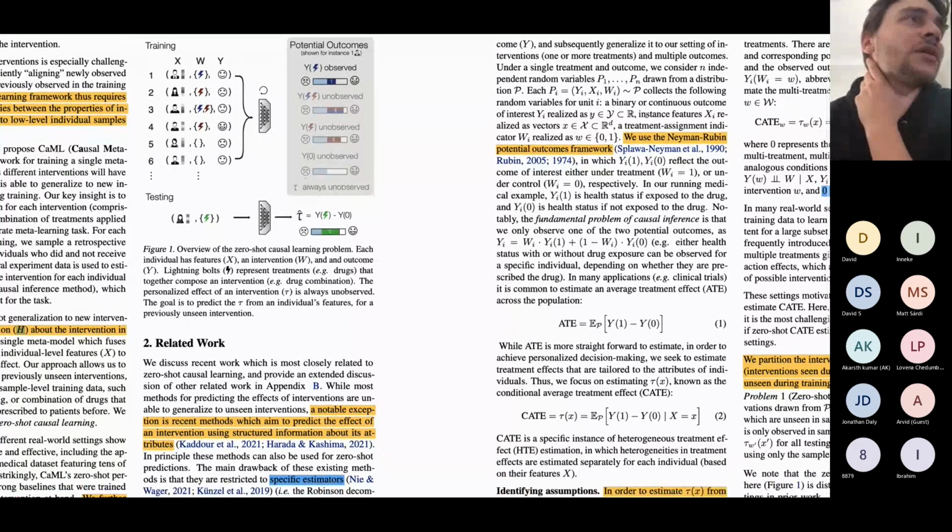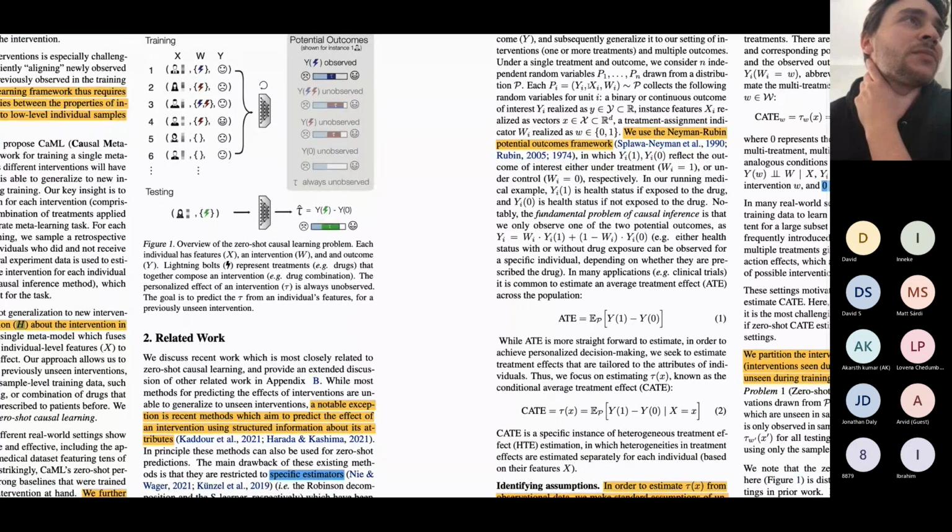Okay, we can go just to what the triplets are in these variables. So you have your outcome yi, your description of the patient xi, and your treatment, which is 0 or 1. And they say we use the Neyman-Rubin potential outcome framework, which is that you have two different outcomes. One is if the treatment is given, and one is if the treatment isn't given. And that's what these two things are describing.